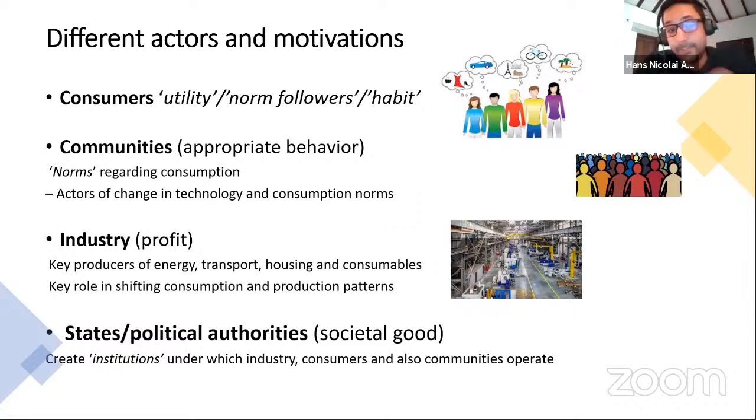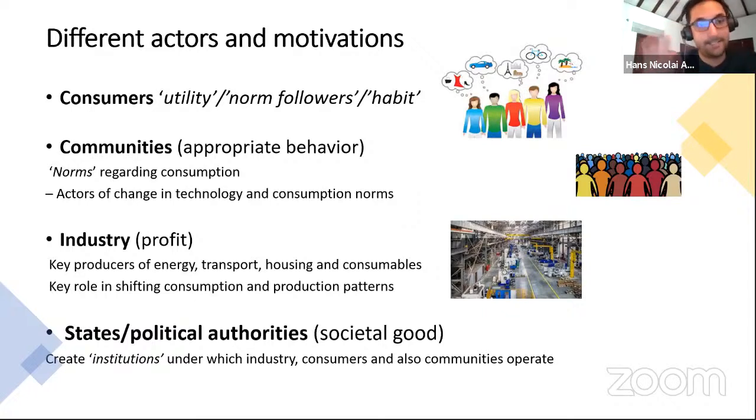And it has a key role in shifting consumption and production patterns by employing new technologies, by advertising, or by other means. And then you have the states, which could be the government of Myanmar, the government of Indonesia, or the government of Norway, which is also supporting a lot of action globally to prevent the pollution of oceans. So it's the states that lie on top to create institutions, which I mentioned earlier, under which industry, consumers, and communities operate. And I will go into more detail just now on how this actually works.